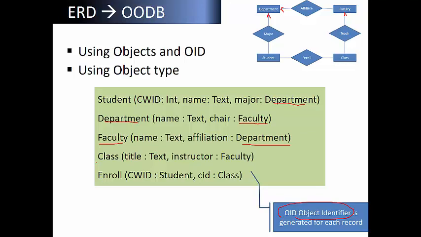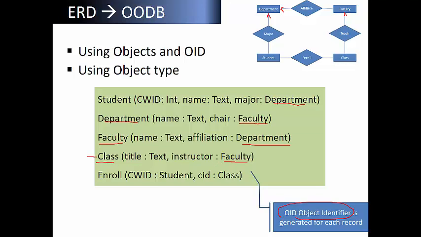We have a class table, and the class has instructors. The type of the instructor is not just text, so that we can put John there. We don't do that in object orientation, but use the faculty object ID. Rather than saying John, we ask what is John's ID, and John's ID will be the value of this instructor.